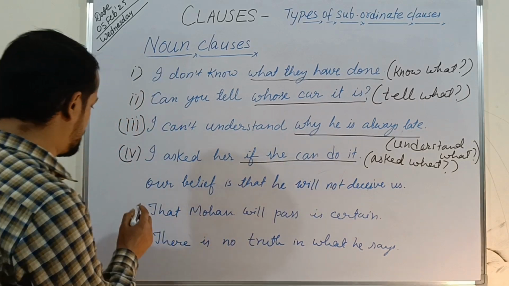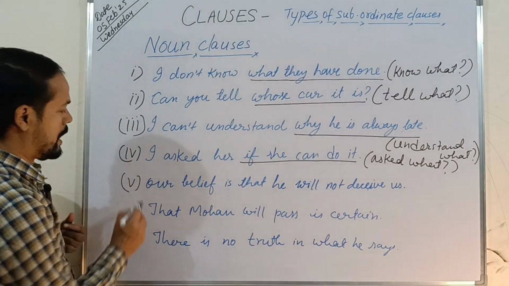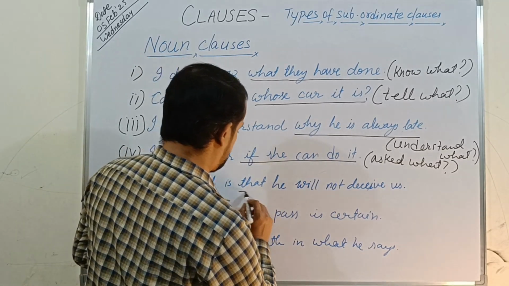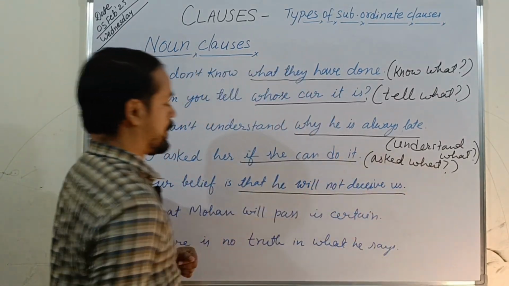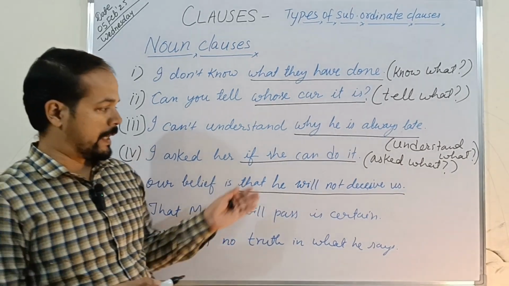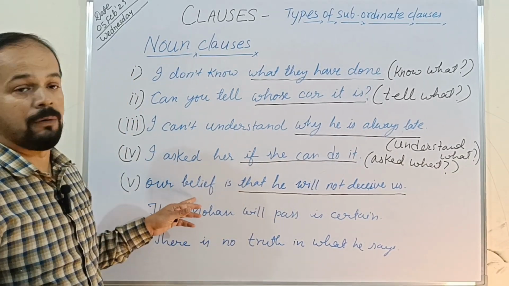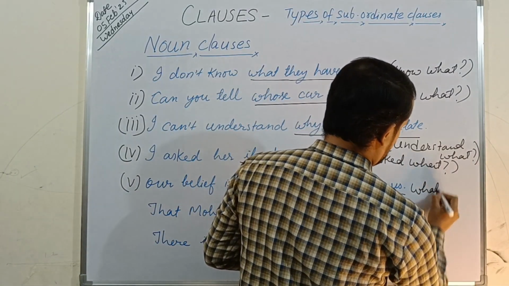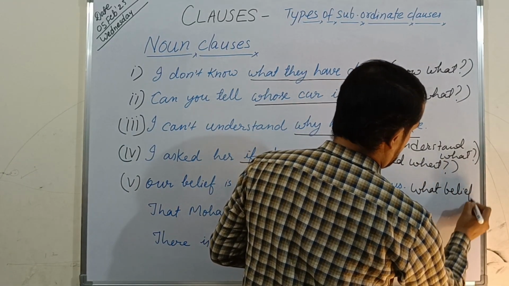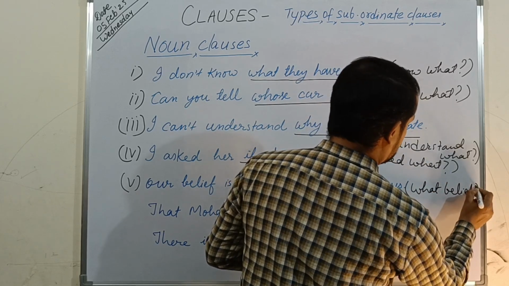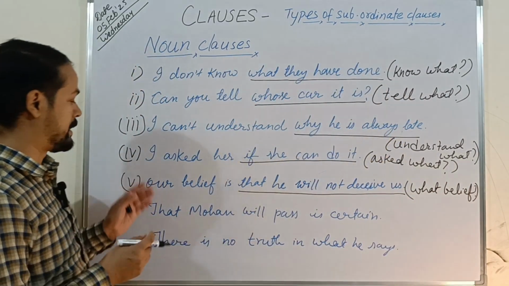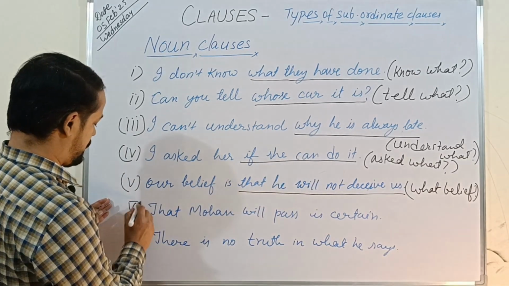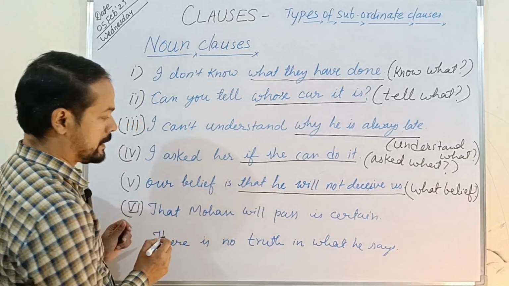And in the next sentence also: our belief is that he will not deceive us. Again, in the same way we should ask ourselves the question: what is our belief? What belief are we talking about? Which belief are we talking about? What is our belief? What belief, in short, I have written there. Then the next sentence: that Mohan will pass is certain.